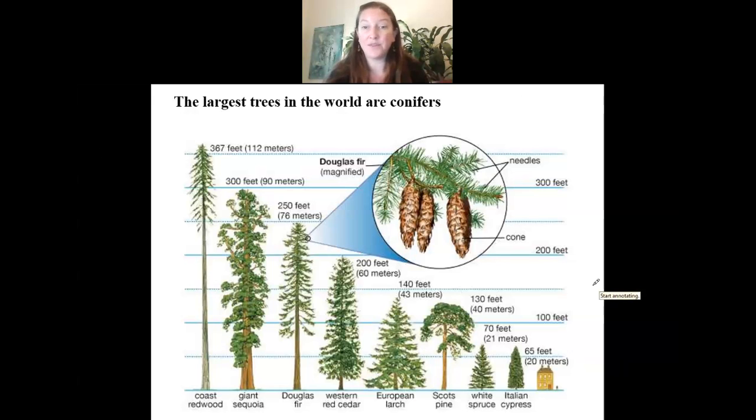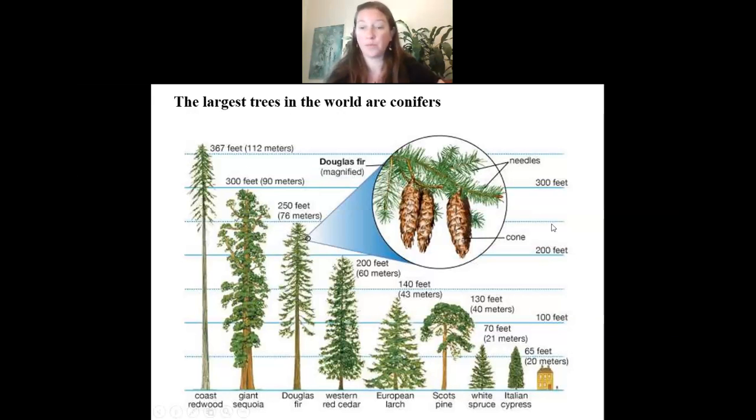Yeah. So that gives you a little perspective of some of these really, really, really tall trees, right? The only one we've come into contact with so far has been the Douglas fir, right? But look how tall that can get. It can reach up to 250 feet tall.